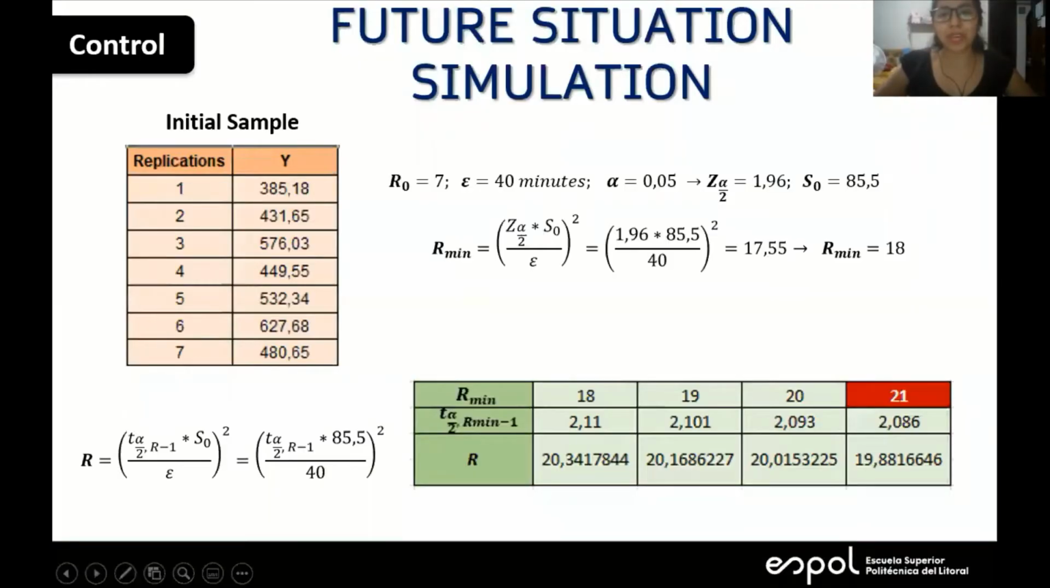To know how many replications are needed to make assumptions about the response variable, we apply the minimum replication method. First, taking an initial sample of 7 replications, then calculating the standard deviation with 95% confidence using first the estimator and then the t-student statistic test. The minimum number of replications is 21, so we need to take 14 additional replications.